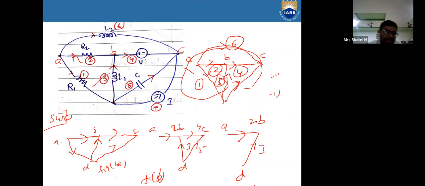Coming to the next one, it is a spanning subgraph.